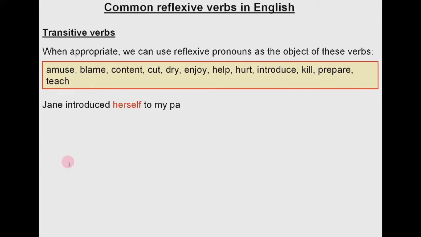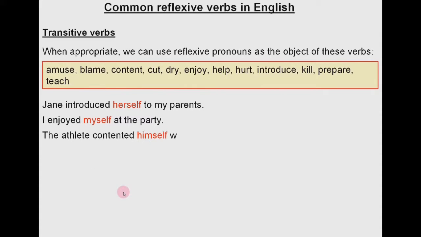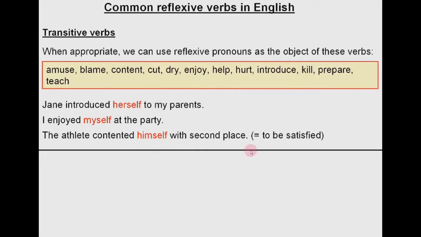Let's look at some examples. Jane introduced herself to my parents. I enjoyed myself at the party. Okay? And the athlete contented himself with second place. So contented himself, this means that the athlete was satisfied.